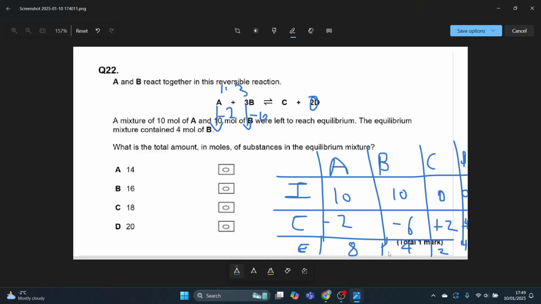Then we just add them all up. 8 plus 4 plus 2 plus 4. 8 plus 4 is 12. 12 plus 2 is 14. 14 plus 4 is 18. So the answer is 8C.